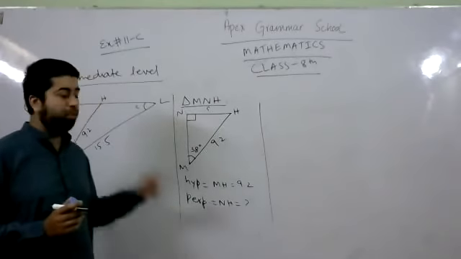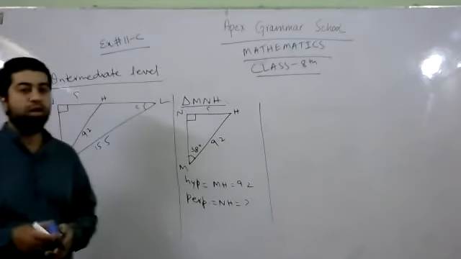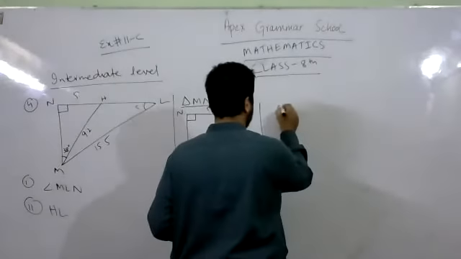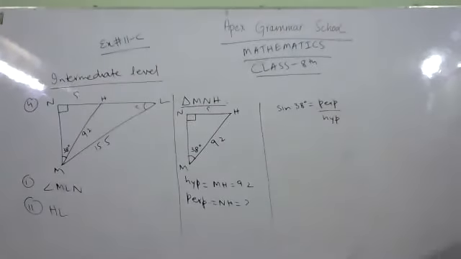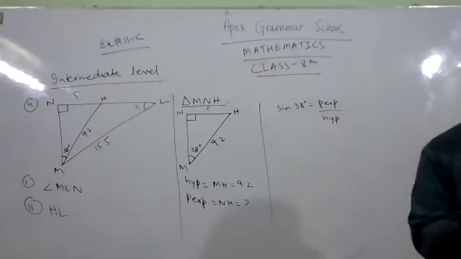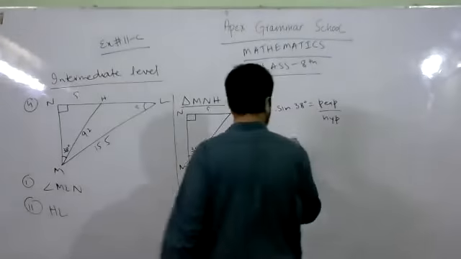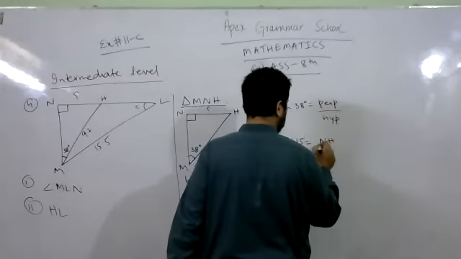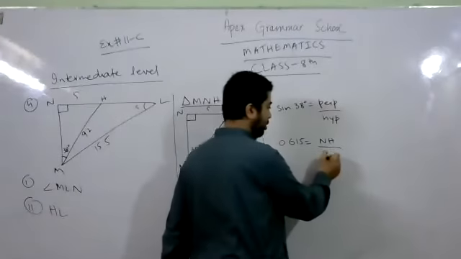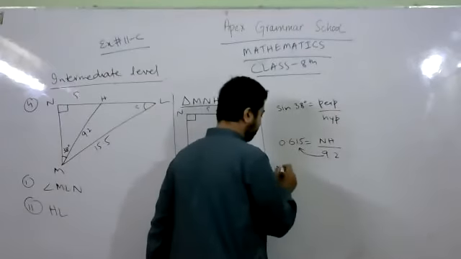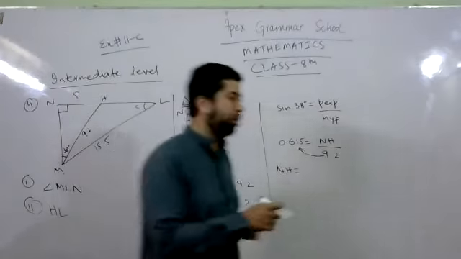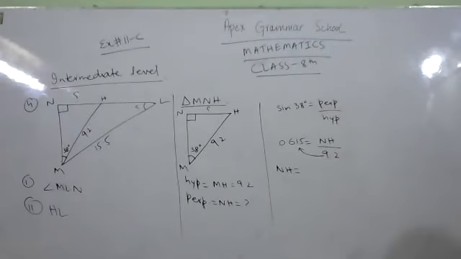This is not the base, this is perpendicular, because you know that opposite to the basic angle, the side is called perpendicular. So mixture of perpendicular and hypotenuse, that is sine 38 degree is equal to perpendicular over hypotenuse. Now sine 38 value is 0.615. Perpendicular is NH and hypotenuse side is 9.2. You just need to multiply 9.2 with 0.615. So NH is equal to 0.615 multiplied by 9.2. So open your calculator and multiply that. 9.2 multiplied by 0.615. Answer is 5.65.